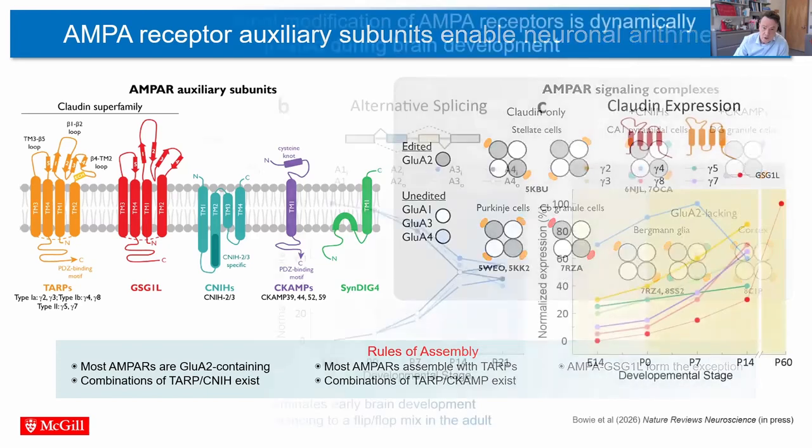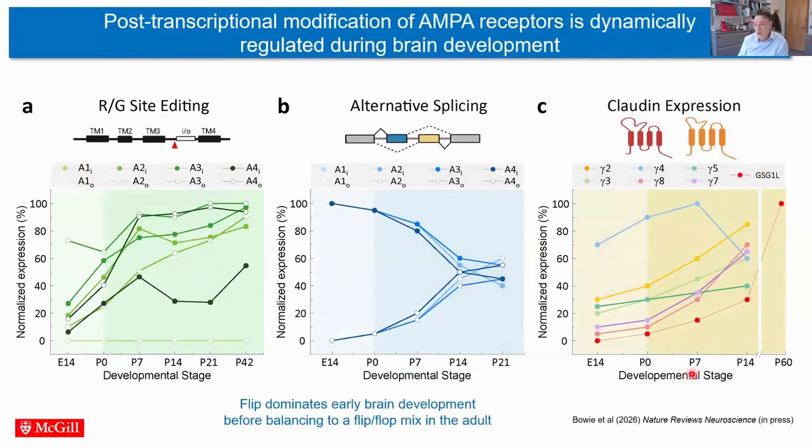The other added complication, of course, is that the regulation of these receptors is very sensitive to the development stage of the brain. So here's just a snapshot of RG editing sites, which I'm not going to talk about, but it turns out it's actually a very important thing. Alternate splicing, which we've talked about before, because it switches on and off the effect of TARPs. And also claudin expression. You can see that all of them change very dramatically during brain development.